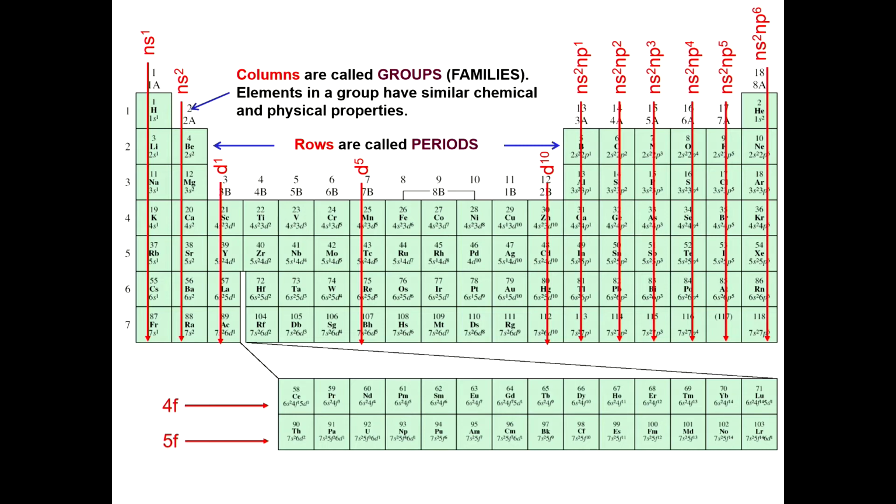The rows are called periods, for example first period, second, third, fourth. And all elements in one column are called a group, like group 1, group 2, group 3. They also have similar electron configurations. Now we introduce how to write their electron configurations.